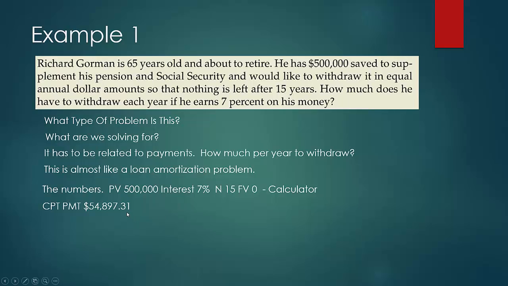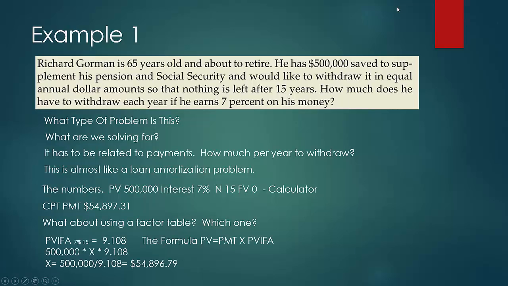We compute the payment by plugging in the numbers. Plain and simple. Another way you can do it is by looking at the factor. You can look it up in the book. And what factor would you be looking at? You'd be looking for the present value interest factor, 7% for 15 years.